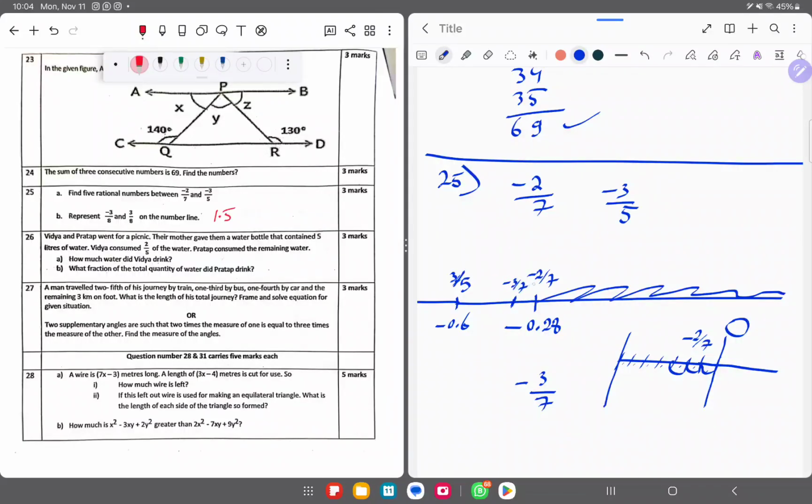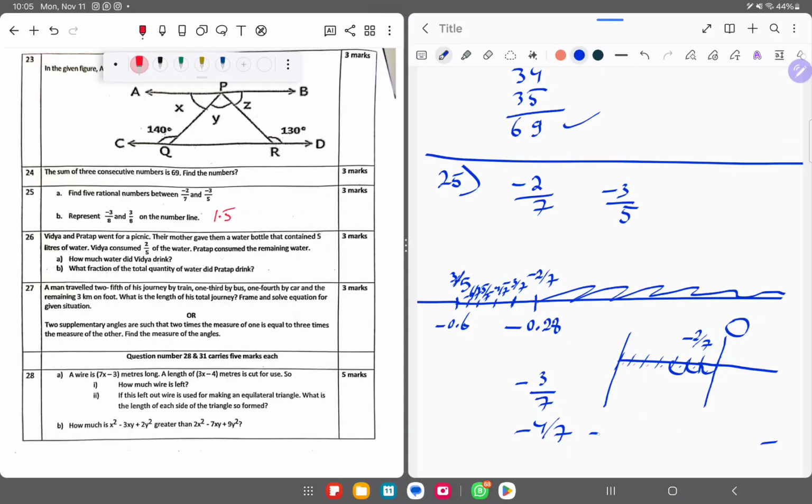If I did minus 3 over 7, that's the first one. Minus 4 over 7, minus 5 over 7, minus 6 over 7. I'm done. So the numbers I can say are minus 3 over 7, minus 4 over 7, minus 5 over 7, minus 6 over 7. Now I need to see if all of these numbers are actually in between, or no. Did I just make a mistake? So minus 5 over 7 doesn't work.